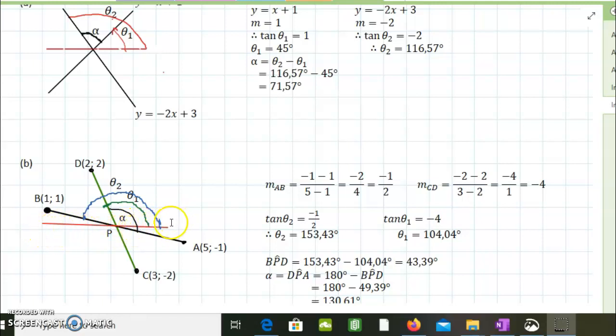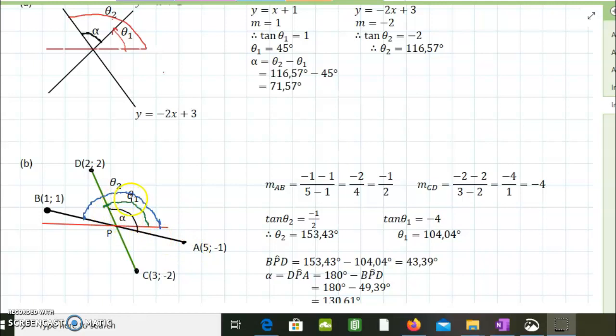Now it looks quite busy, but let's just bear with me here. The inclination of this green line here is the angle that this line makes with the horizontal. So this is theta 1, I've called it. And the inclination of this black line here is the angle that this line makes with the horizontal. That's theta 2. And we're going to work out the value of theta 1 and theta 2, and that's going to help us work out this angle here, alpha. In other words, DPA is alpha that we want to work out.